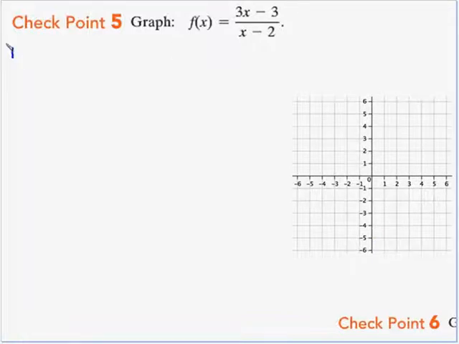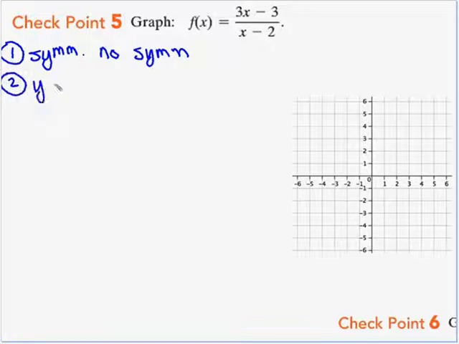Okay, for the first one, symmetry. They are all odd exponents, but we have plus and minus some numbers, so there is no usable symmetry. Two, y-intercept. Plug a 0 in for all x's, and you'll get -3 over -2, or +3 halves, +1.5. Put a dot right there.